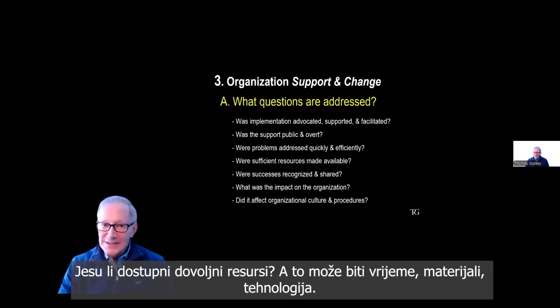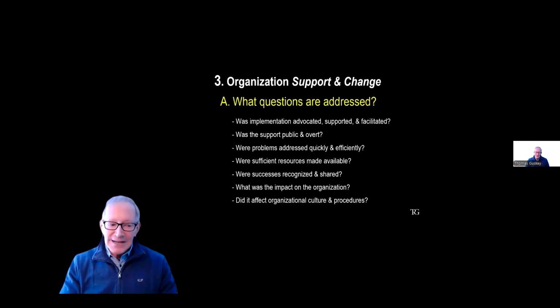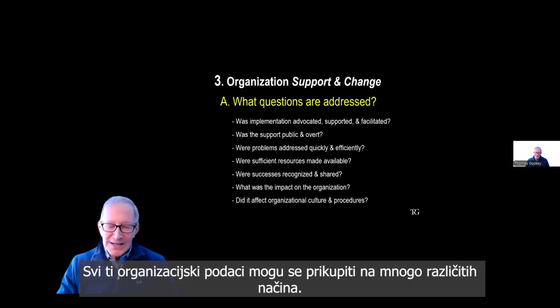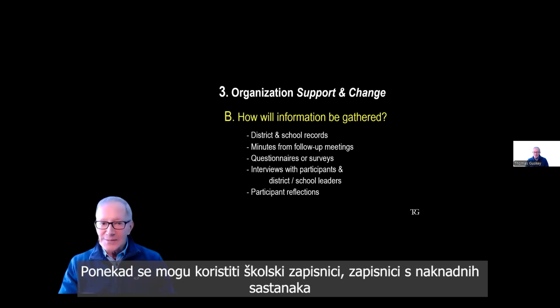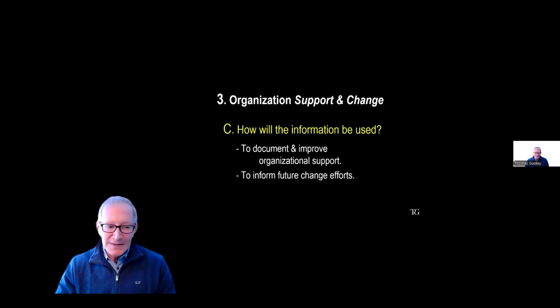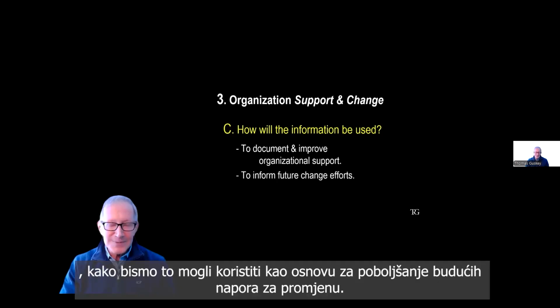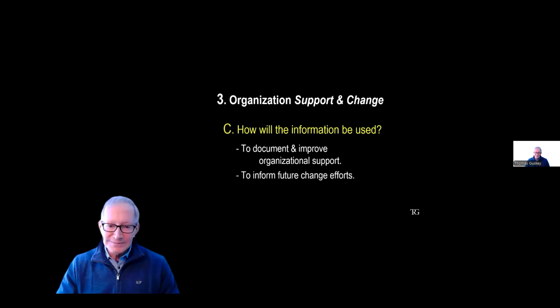And that could be time, materials, technology. Successes, were they recognized and shared? Was there an impact on the organization itself? And did it affect the organization culture or procedures? Now, again, all these organizational things can be gathered in lots of different ways. Sometimes district or school records can be used. Minutes from follow-up meetings are always helpful. Questionnaires and surveys to participants, interviews with those participants, or even participant reflections can work out well. But here, what we're trying to do is document and improve the organization support, and especially so we can use that as a basis for improving future change efforts.